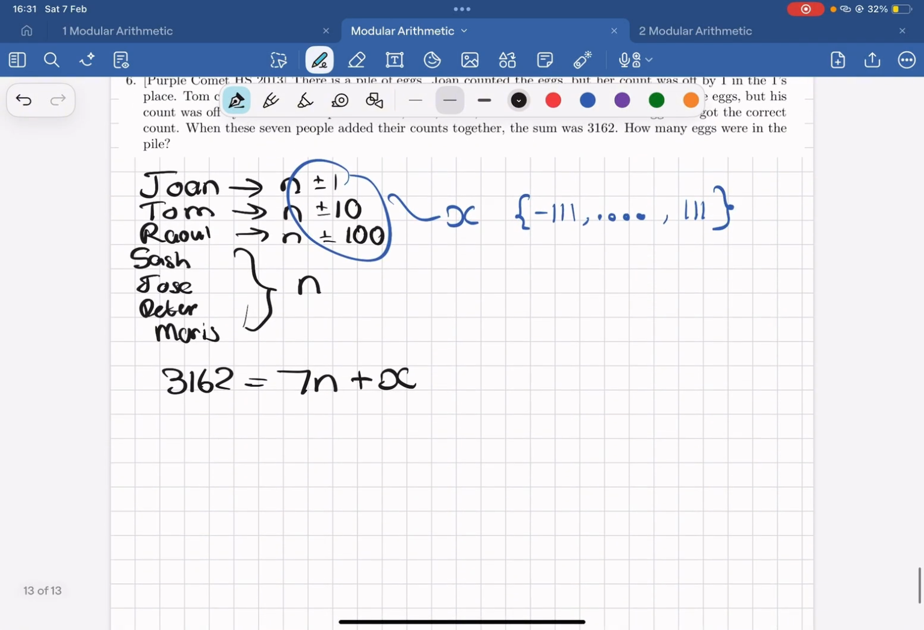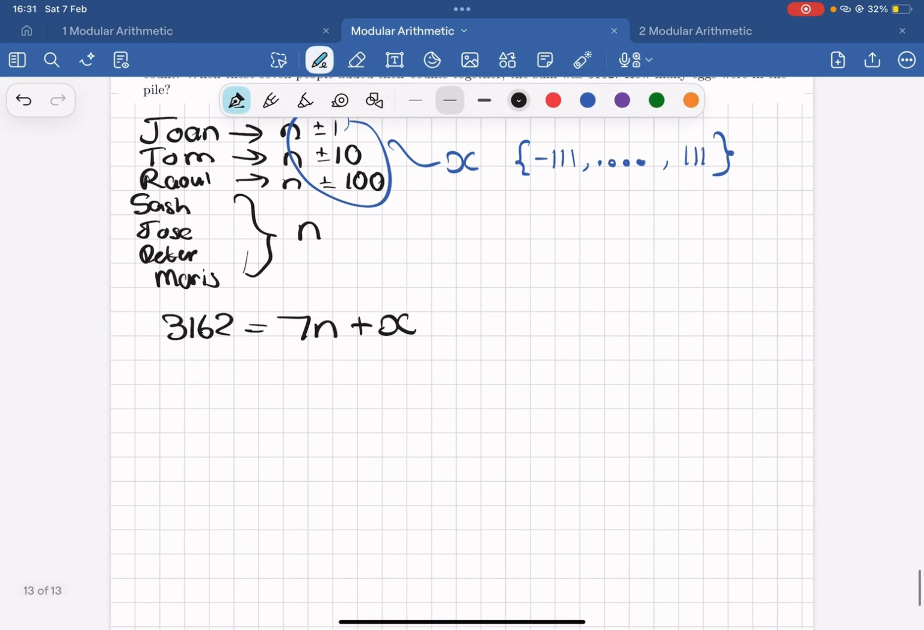Now, since we know that n is a whole number, we can use modular arithmetic to reduce this number. So 3,162 equals 7n plus x. So 3,162 is congruent to x mod 7. 7n disappears, as it is a multiple of 7.